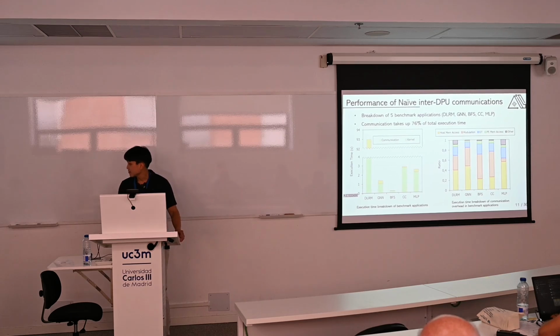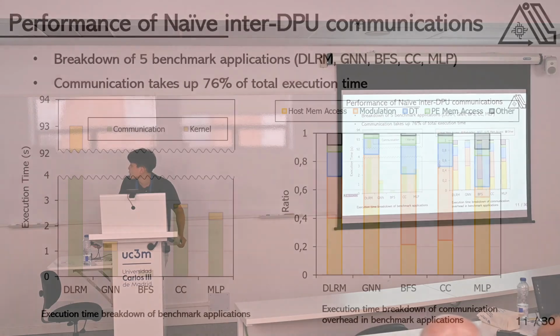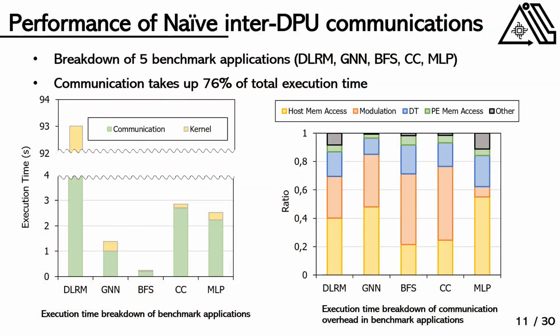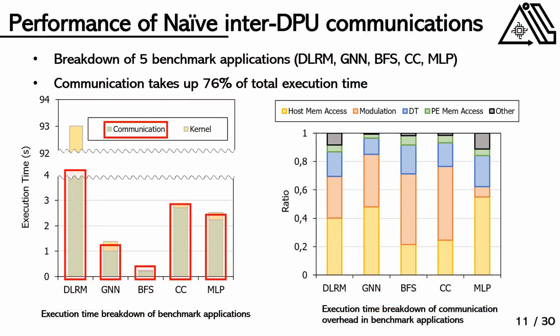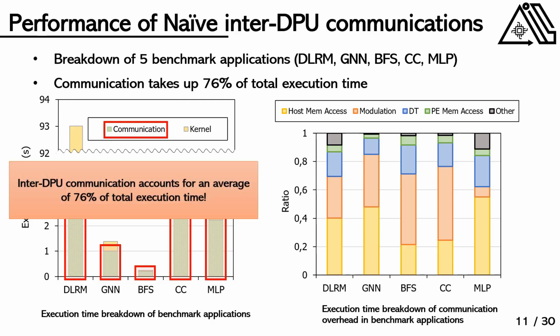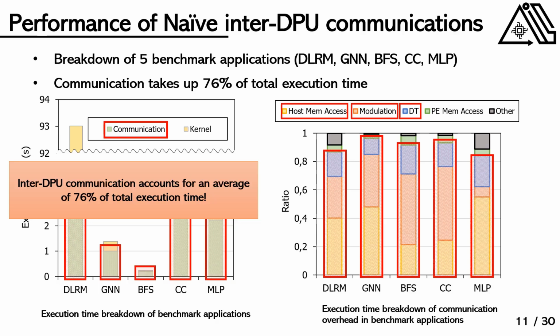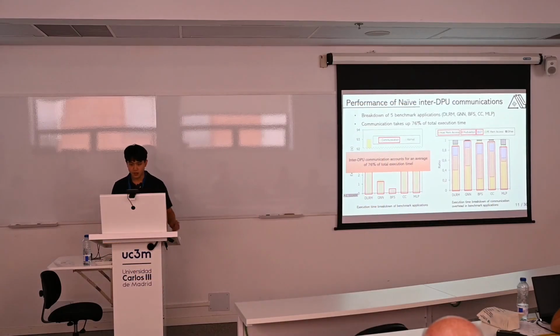To exemplify the effect of naive inter-PE communication, we perform a breakdown on 5 benchmark applications. Our measurements show that communication accounts for an average of 76% of total execution time. Further breakdown shows that over 80% of the communication overhead stems from host memory access, data modulation, and domain transfer.